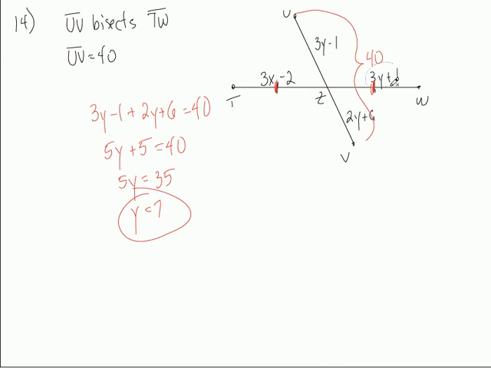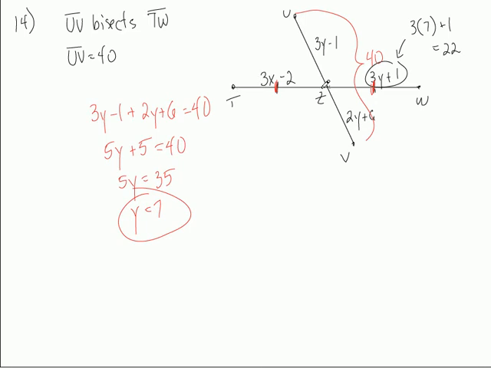Before we do that, let's figure out what this is. What did we just say y was? 7. So let's figure out what this line segment is right here. So let's do that. 3 times what? 7 plus 1. What's that? It's 22 altogether, isn't it? Okay, 21 plus 1. So this is 22.